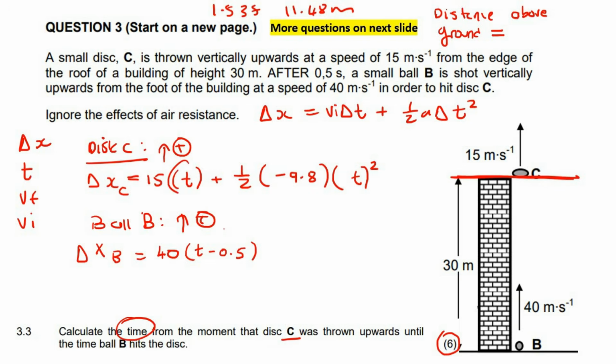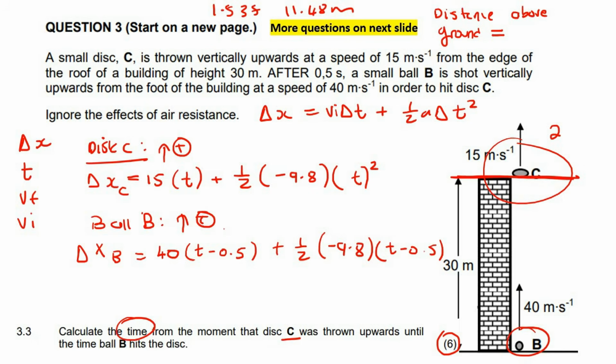This t value is not how long since the very first object started moving. No, it's how long that particular object is in the air. So if ball C is in the air for 2 seconds, then that means ball B would be in the air for 1.5 seconds because it started later. So you minus, you don't plus, okay? If you said plus, just give it a little bit of thought, okay? And then here we're going to say t minus 0.5 squared.